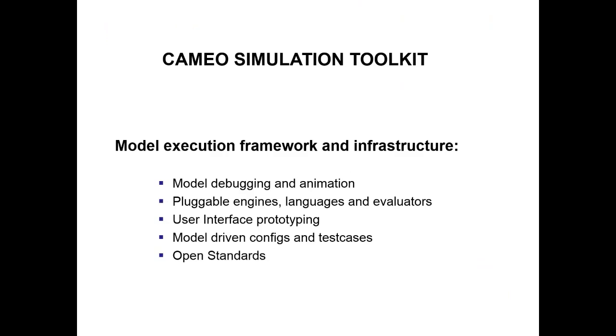Now, there has been a need, as I said, since long for a system-level simulation tool and executable models. So what's now the role of the Cameo Simulation Toolkit, and how is it different than the others that I mentioned? The difference is that it's a framework and provides an infrastructure that allows you to debug and animate, which was also the case with the others. But the big difference is that you can plug in engines, languages, and evaluators. You have model-driven configurations and test cases, and it's based on open standards.